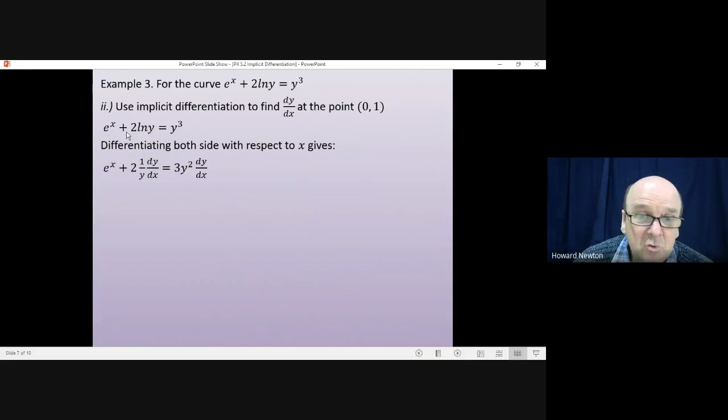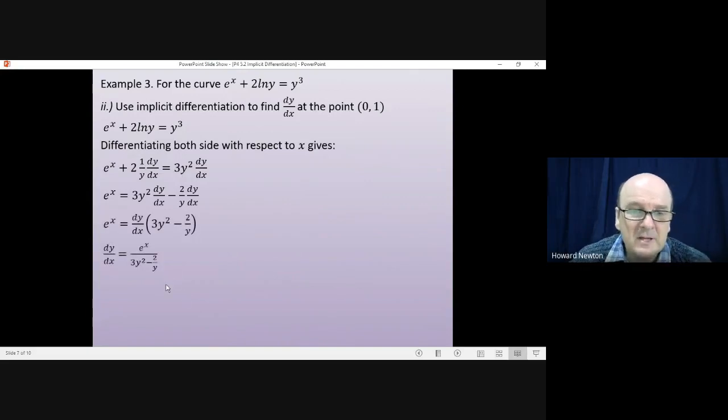So we're using the chain rule on this term here. Differentiating log gives us 1 over y. Then we have to differentiate y, which gives us dy by dx. And similar with the y cubed. Differentiating this, first of all, we differentiate the cubed, and that gives us 3y squared. And then again, using the chain rule, we've got to differentiate the y, and that gives us dy by dx. Taking dy by dx terms together would give us that. Factorizing gives us that. And that means that dy by dx is equal to e to the x over 3y squared minus 2 over y.